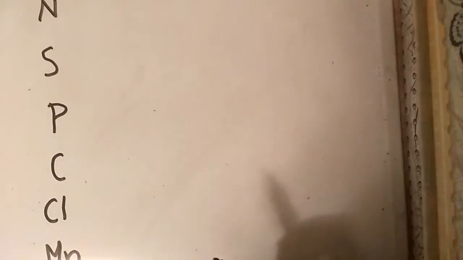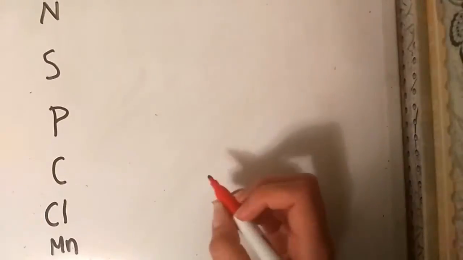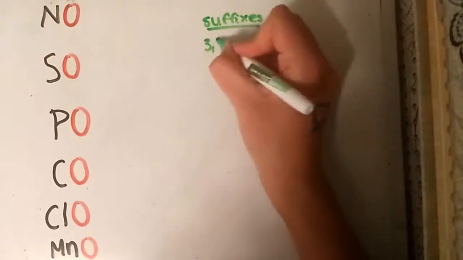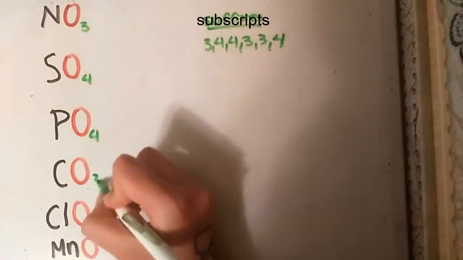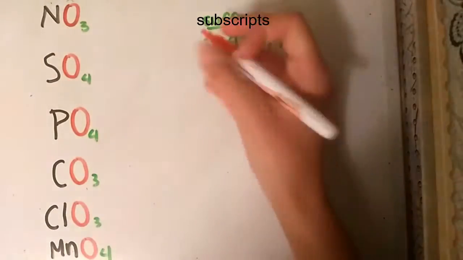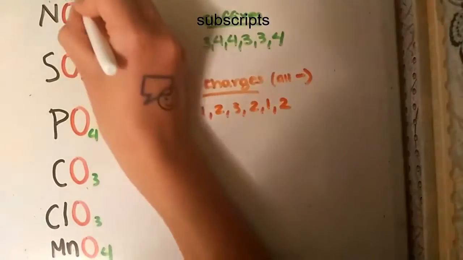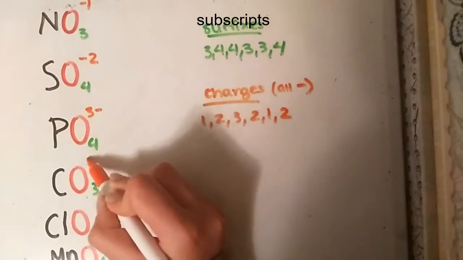So first write out the Nice Students Pass Chemistry class pattern, then add the oxygens, and next add the subscripts. The pattern of the subscript is 3, 4, 4, 3, 3, 4. Then you add the charges. They are all negative, and their pattern is 1, 2, 3, 2, 1, 2.